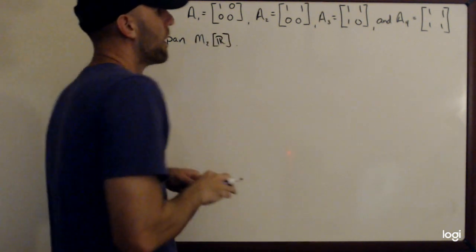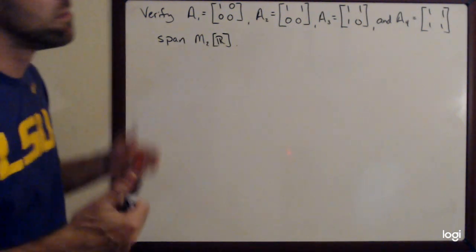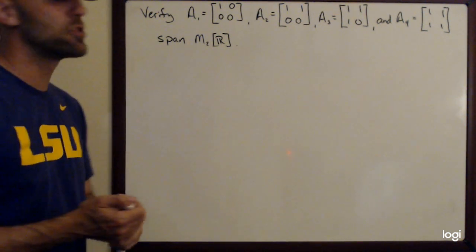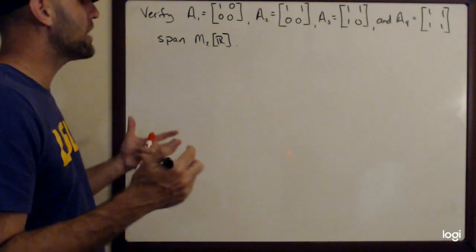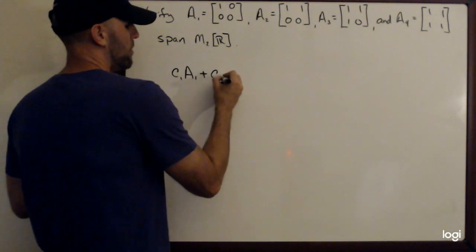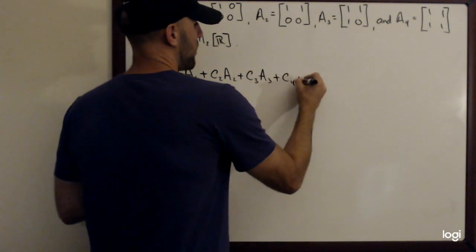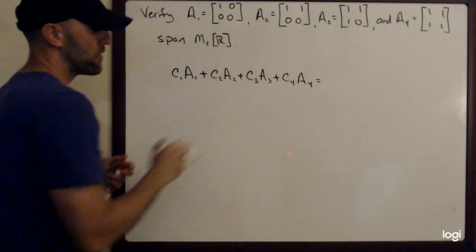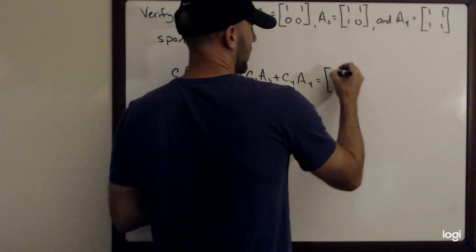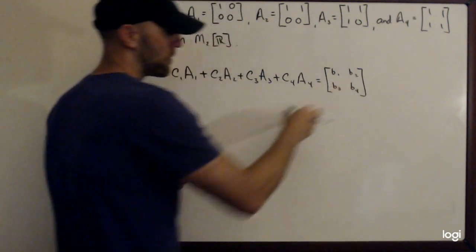Now, these are not the canonical bases, but that should be fine. Let's do the same thing we did before. If I claim they span M2, I'm claiming that every matrix in M2 can be written as c1 times A1 plus c2 times A2 plus c3 times A3 plus c4 times A4. Every matrix. I'm going to pick something arbitrary here: b1, b2, b3, b4. Call this matrix B.